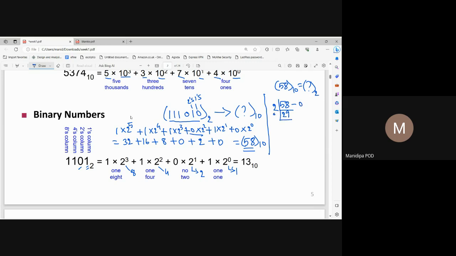Again, I will divide it by 2. So here I will get 14. That is the max number of 2's I can fit into 29. So I will still have one remainder. So I will write that here. Now when I divide it again by 2, 2 sevens are 14, so 0 remainder. Again divided by 2, 2 threes are 6, so 1 remainder. Again divided by 2, 2 ones are 2, so 1 remainder.